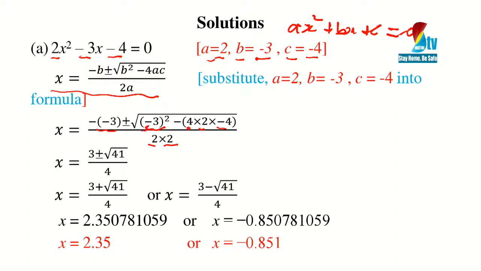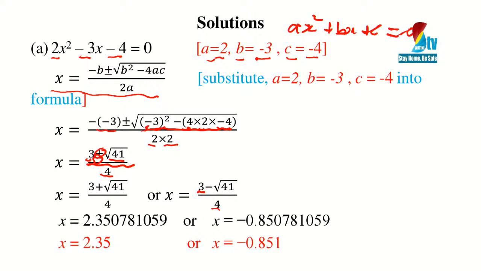Then we evaluate what is inside the square root. That is going to give us 41. Then 2 times 2 is going to give us 4. Then negative of negative 3 is going to give us positive 3. Remember, it's all over 4. Then to get our two solutions, it's going to say 3 plus root 41 over 4, taking the positive square root, or the other root is going to be 3 minus root 41 over 4, taking the negative square root.